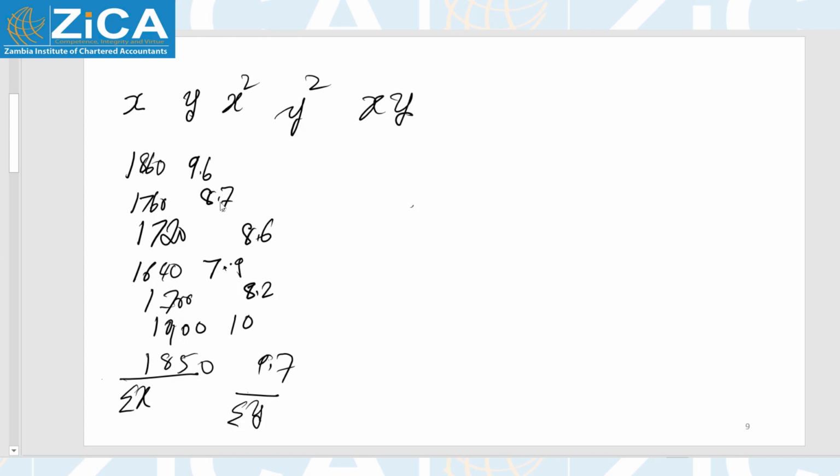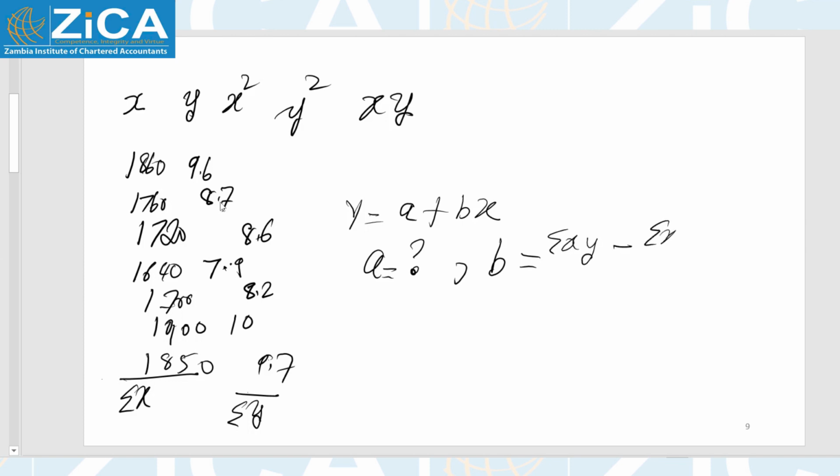What you need is to fit the line y equals a plus bx. The first value you get is b, because b will be equal to summation of xy minus summation of x times summation of y over n, over summation of x squared minus sum of x all squared over n.